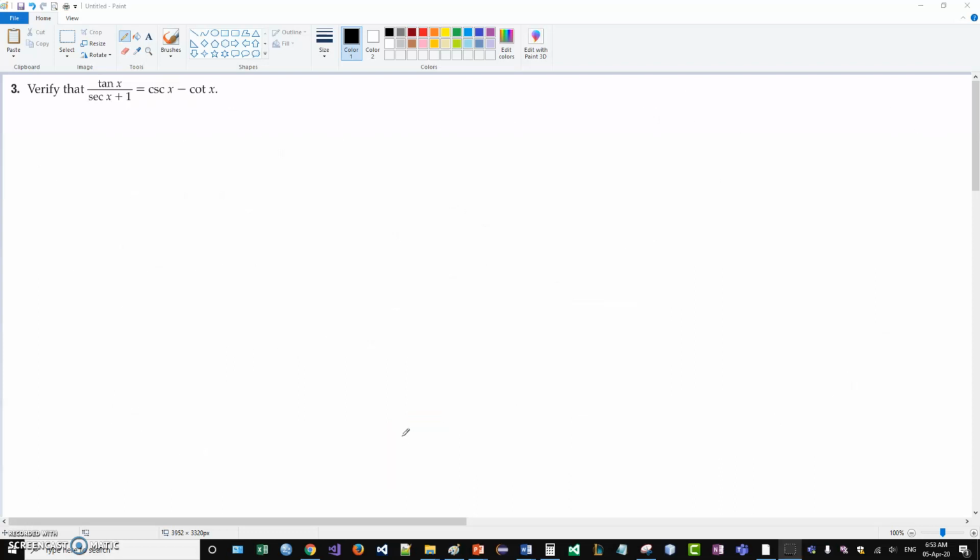Now for our next example, we have to verify that tangent x over secant x plus 1 equals cosecant x minus cotangent x. On the left side we have a fraction, so we're going to multiply by the conjugate of the denominator. Okay, and I think we've done this before.